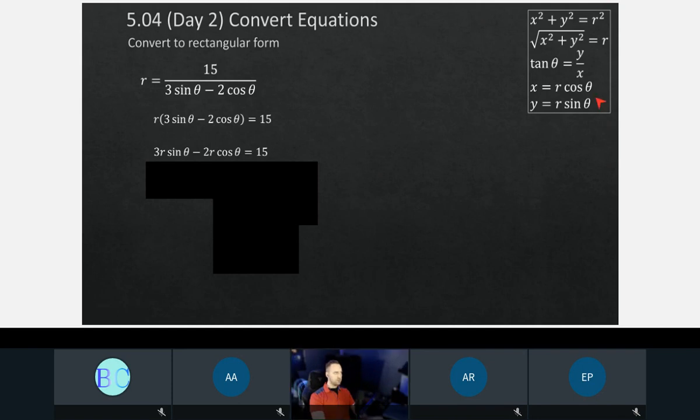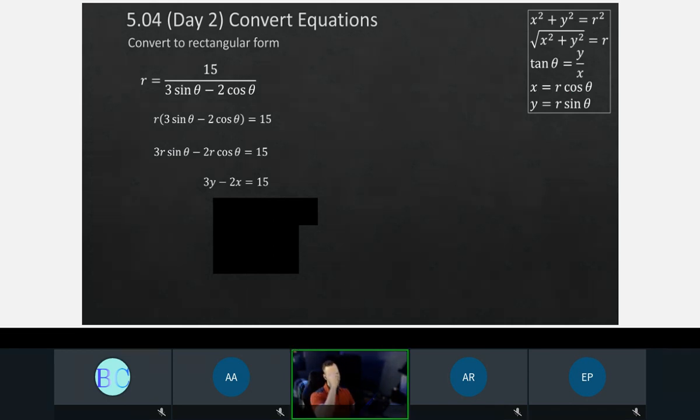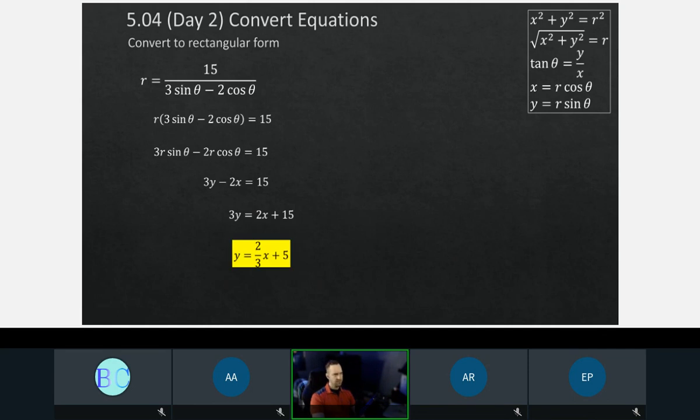Yep. So I now have r cosine theta and r sine theta. See, there's r sine theta, there's r cosine theta. So I can replace those with the x and y values. So r sine becomes y, and then r cosine becomes x. And then from here, we can solve for y. So add 2x to both sides, then divide everything by 3. And that's how we get y equals 2/3 x plus 5. Good.